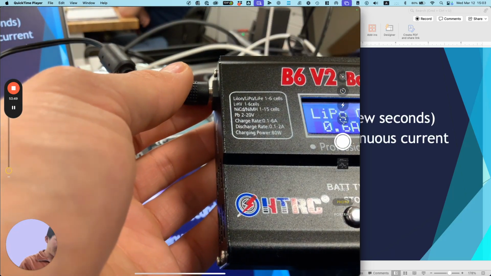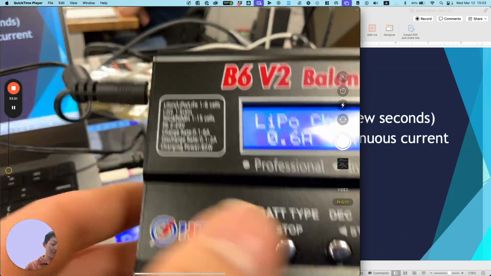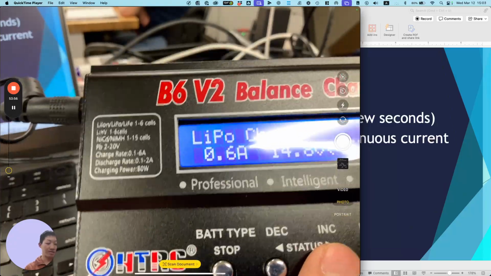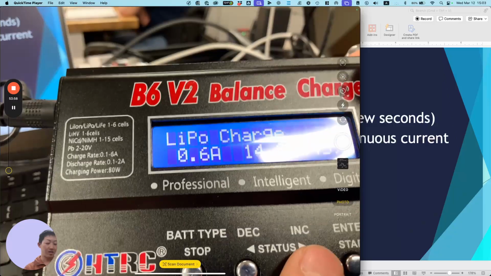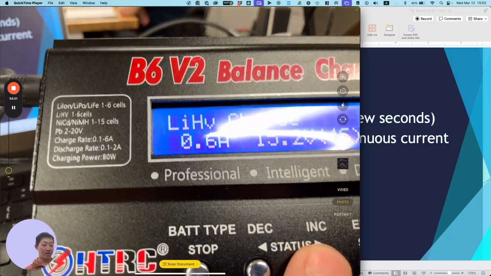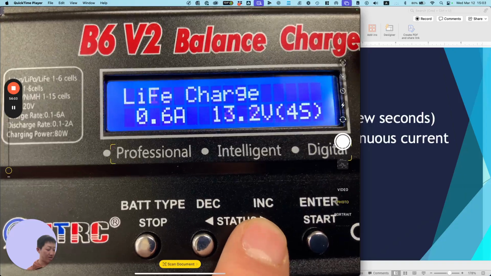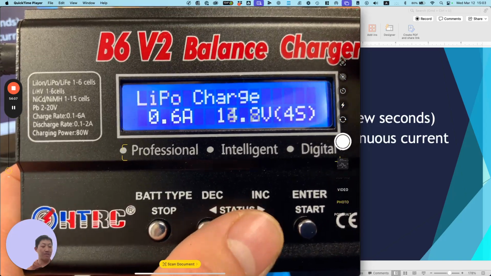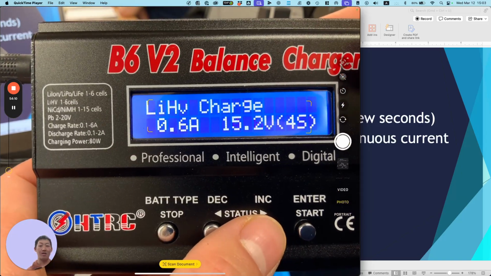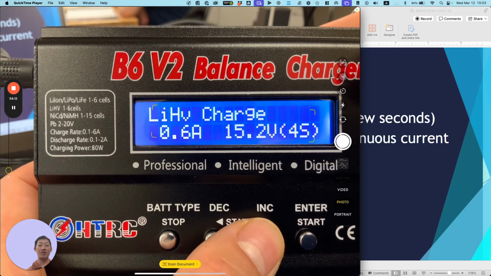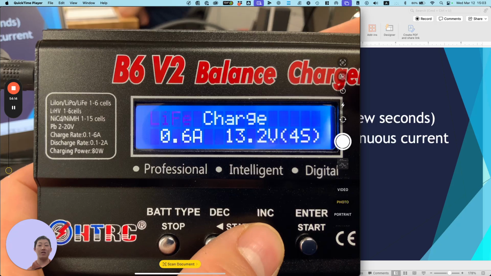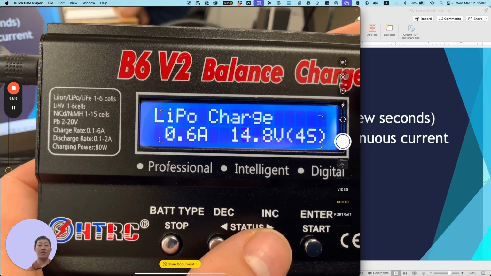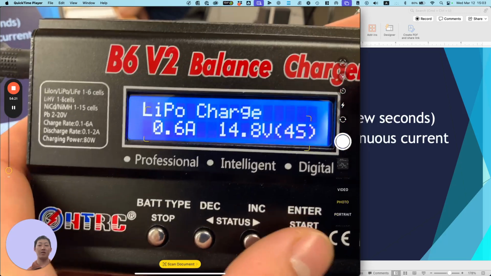Now, I do want to point out something, the limitation here. Let me just cycle through some of these. So if you look here, I can keep pressing, and there are different types of lithium. We're using lithium polymer, so that's why it says LiPo. But there's lithium high voltage, lithium ion, lithium iron, Fe, iron, yeah, so there are different types.